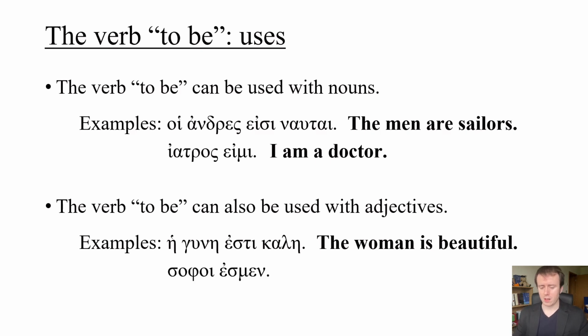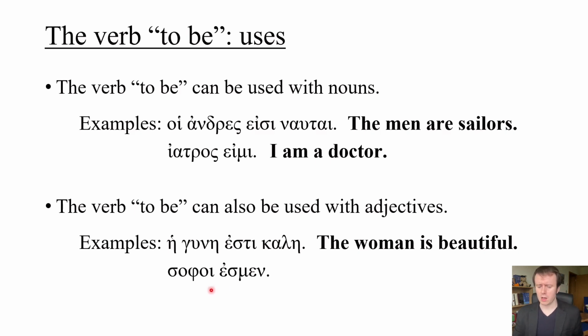A second example is sophoi esmen. Esmen means we are. It's the first person plural form of the verb to be in the present indicative. And sophoi means wise. Here, it's masculine nominative plural, and it needs to be nominative plural because the subject is plural and the verb to be requires everything to be in the nominative, since nobody is doing anything to anyone else.